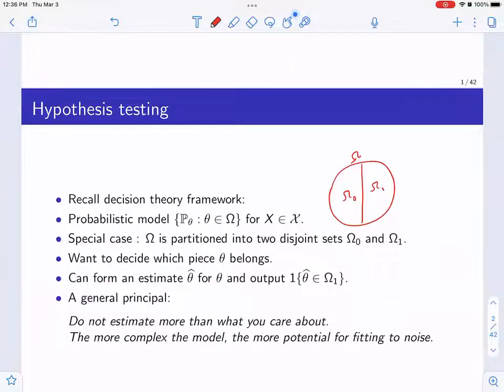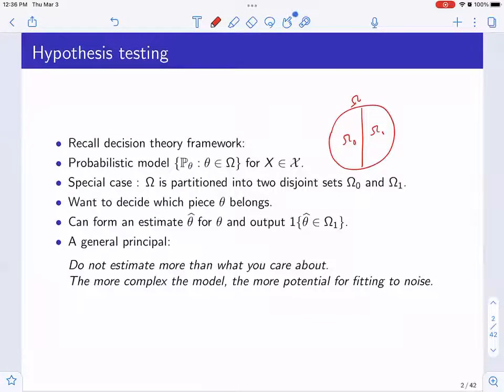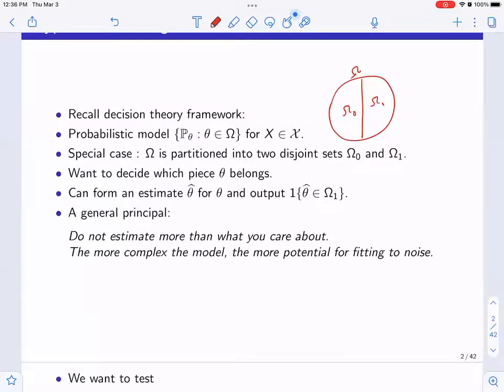So last time we started talking about hypothesis testing, and this is sort of the last topic that we usually cover in the course. We'll see. And the idea is that we can view hypothesis testing as a form of, or in the context of decision theory, by formulating the problem.